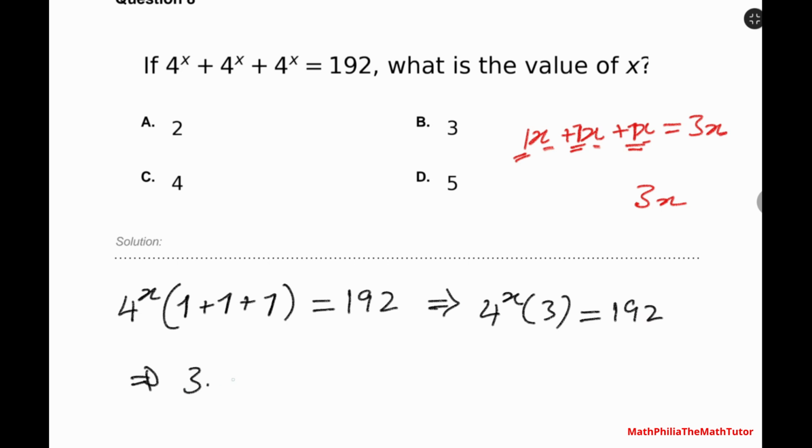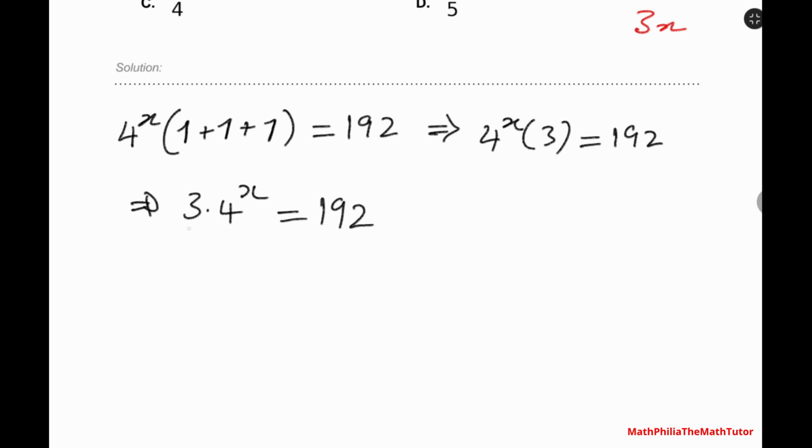So you have 3 multiplied by 4 raised to the power of x. Again, multiplication is commutative. It doesn't matter if you multiply 4 raised to the power of x with 3 or 3 multiplied by 4 raised to the power of x, it is the same. This is equal to 192. So as you can see, both methods give us the same thing.